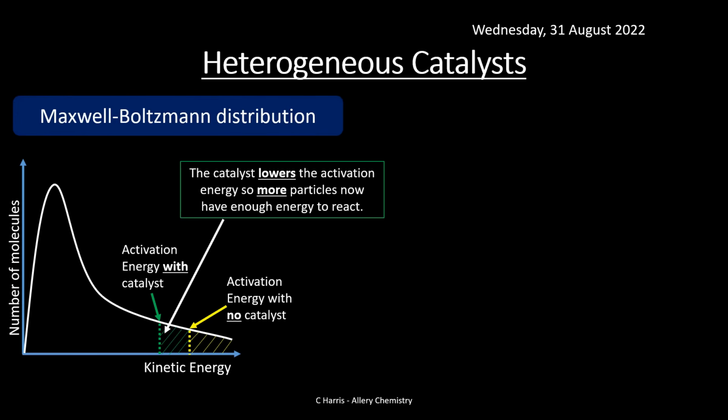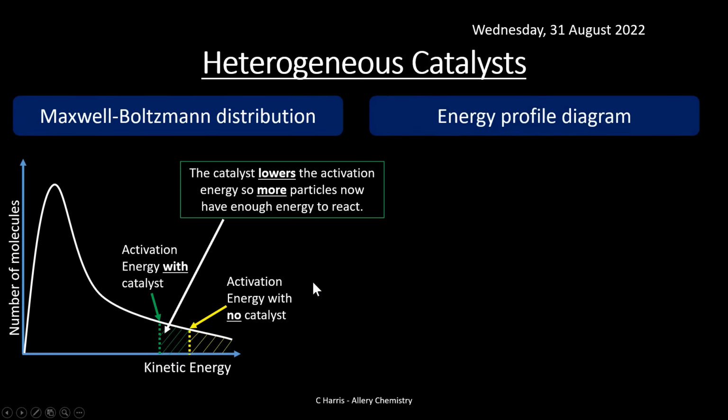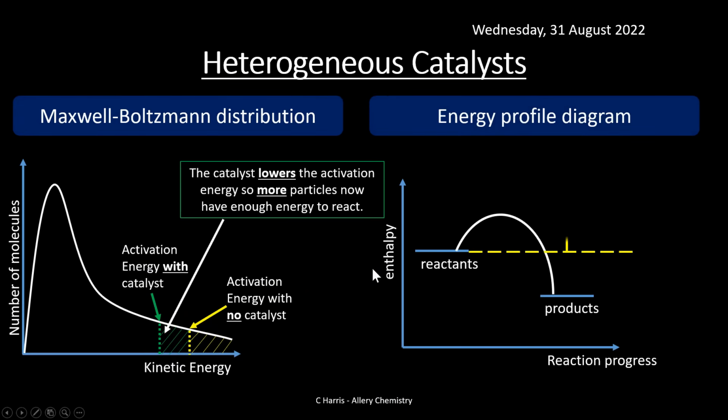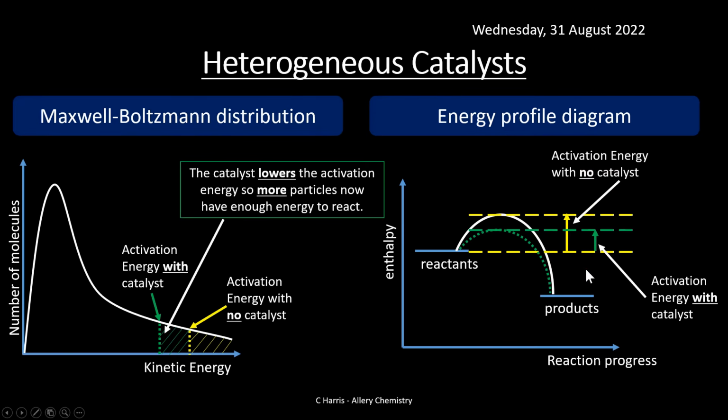But effectively, a catalyst, so a heterogeneous catalyst, will lower the activation energy. So it means you've got more particles with energy greater than the activation energy. And obviously, if we look at the energy profile diagram for this type of reaction, you've got reactants and you've got products. So this is the profile that reaction could follow if it didn't have a catalyst in there. Obviously, we throw a catalyst in there and that reduces the activation energy, and less energy is required for this reaction to occur, as you can see on there. So that's the impact the heterogeneous catalyst has.